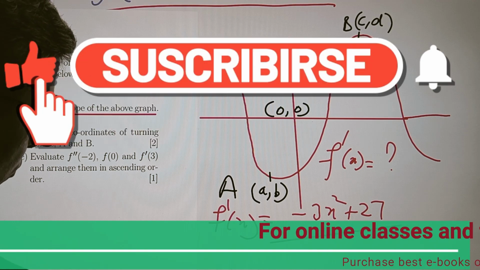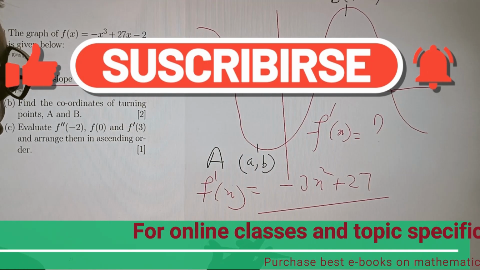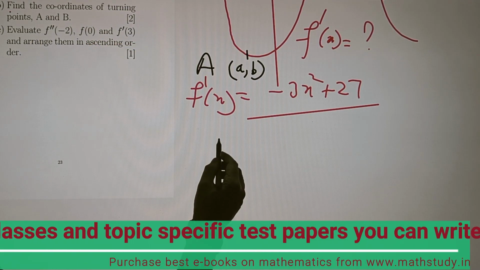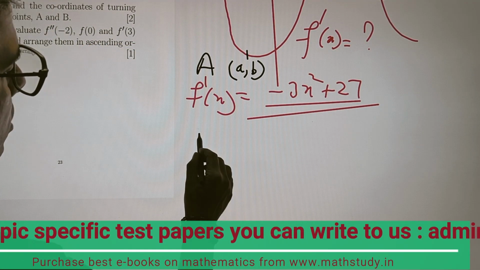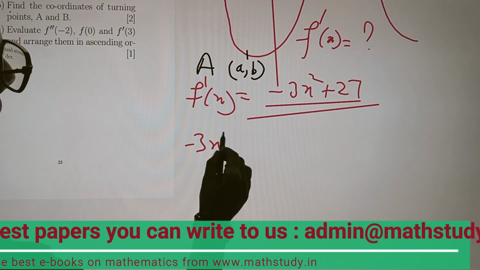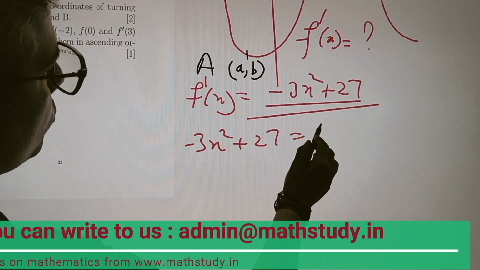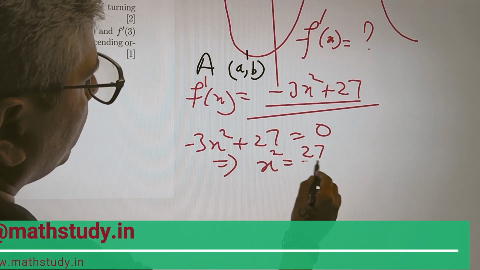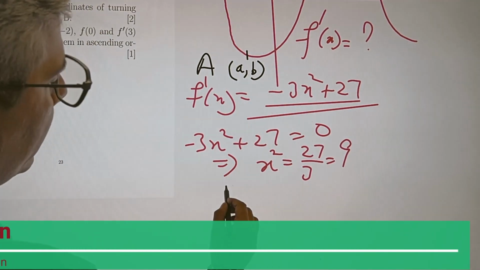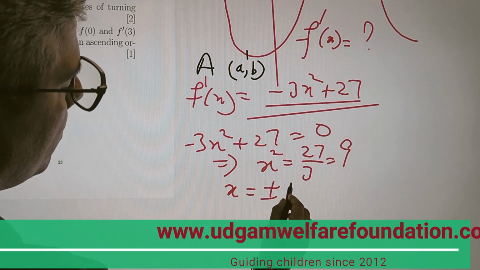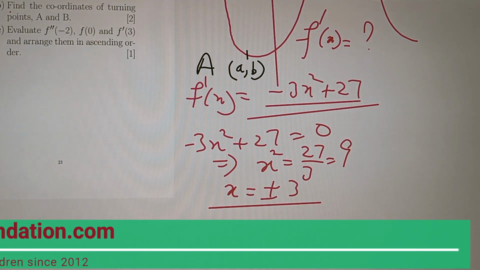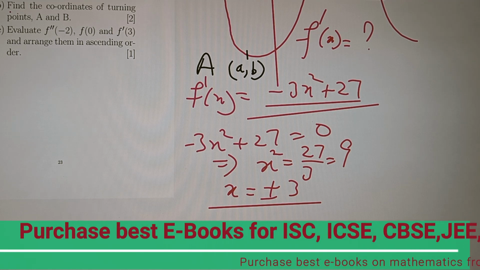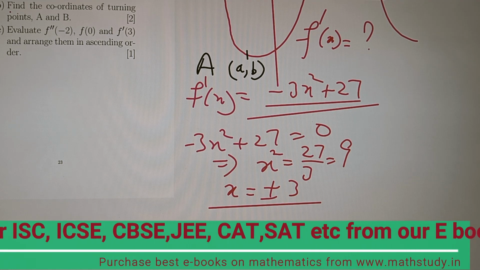Now we will simply find the critical points. Let's put it equal to 0. So minus 3x square plus 27 equal to 0. This implies x square is equal to 27 by 3, which is 9, and x equal to plus minus 3. So we are getting two critical points, and the value of x is plus minus 3 here.